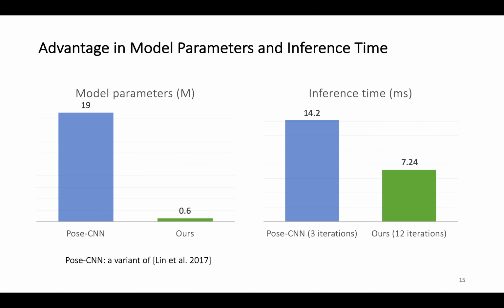Our method is not only accurate, but also small and fast. Compared to a baseline algorithm using a convolutional network to regress the pose iteratively, our network uses orders of magnitude fewer parameters, but can still achieve faster inference on a commodity GPU.